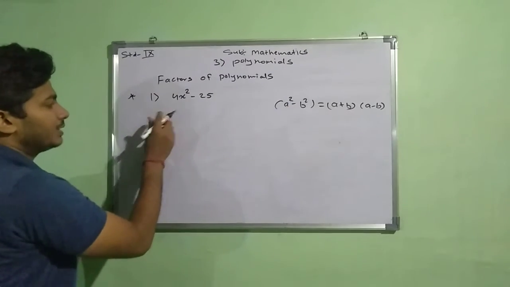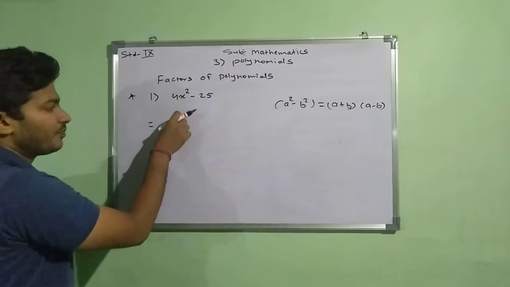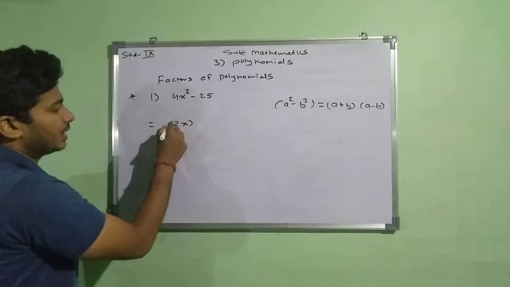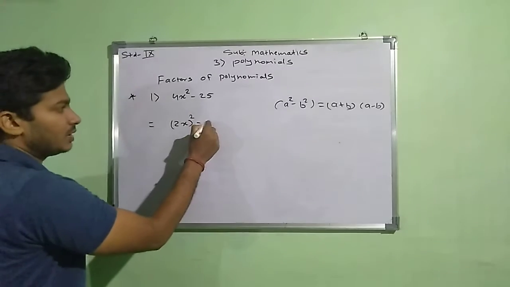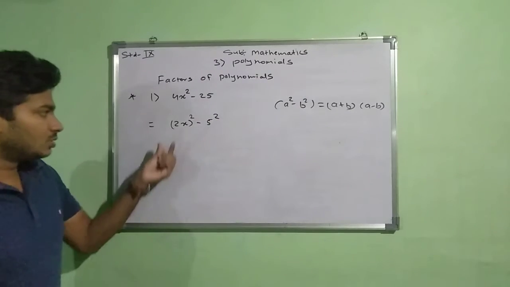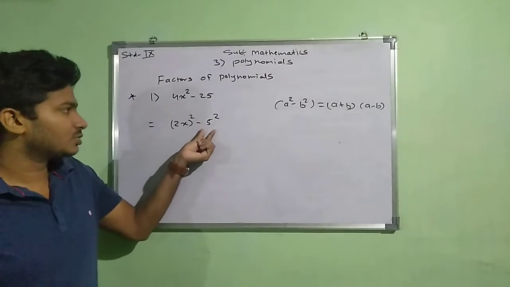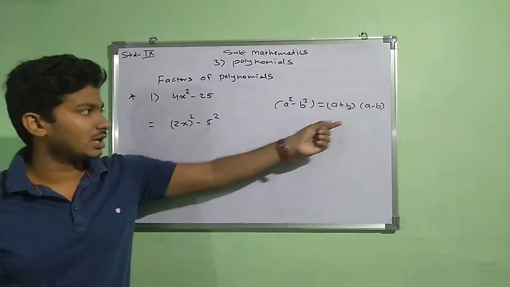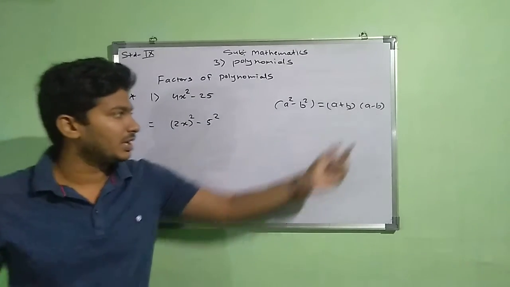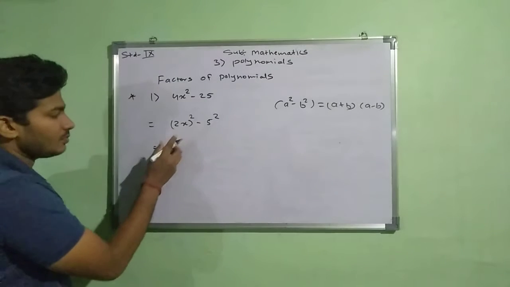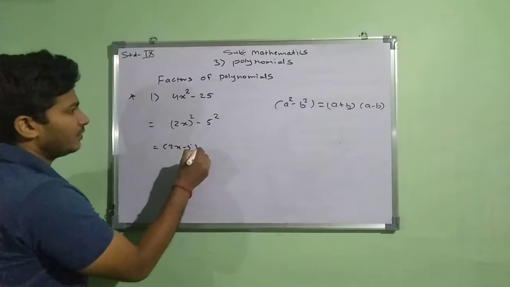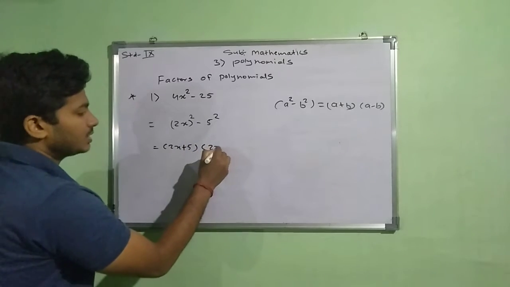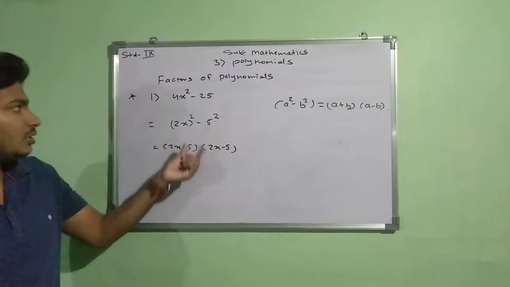Here we have 4x square. We know 4 is a perfect square, the square of 2, and 25 is also a perfect square, which is the square of 5. So we get (2x) square minus 5 square, and now the equation is in the form of a square minus b square, which means the factors will be a plus b and a minus b. So we can write 2x minus 5 in the first bracket, and plus or minus, whichever you want you can take, 2x minus 5. So this will be the factors of the given polynomial.